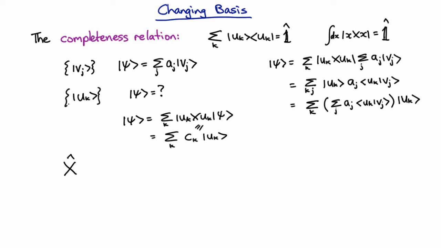So let's expand x in terms of the UK basis. I can always write x as the identity times x, because you can always multiply by 1 as many times as you like and you don't change anything. I'm now going to expand both of these using the completeness relation.